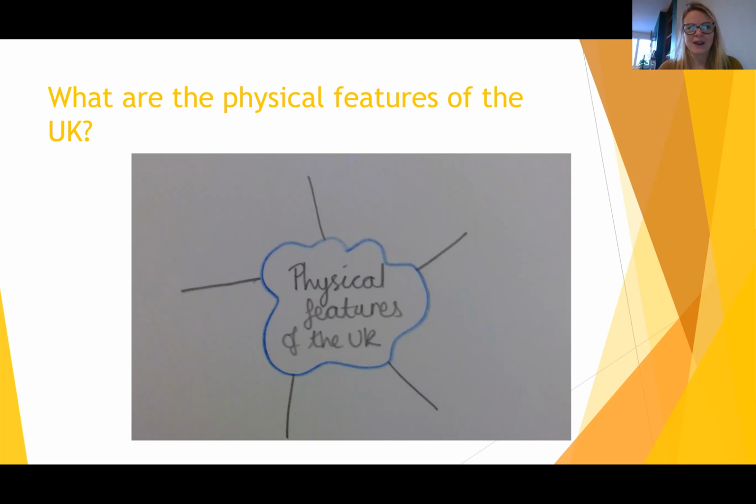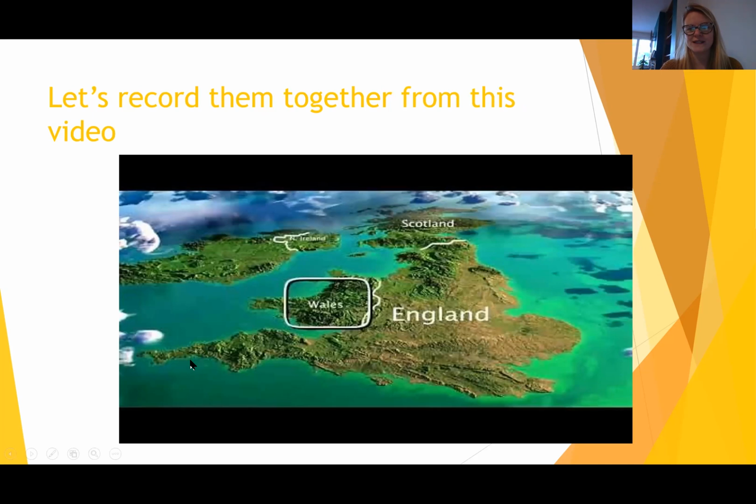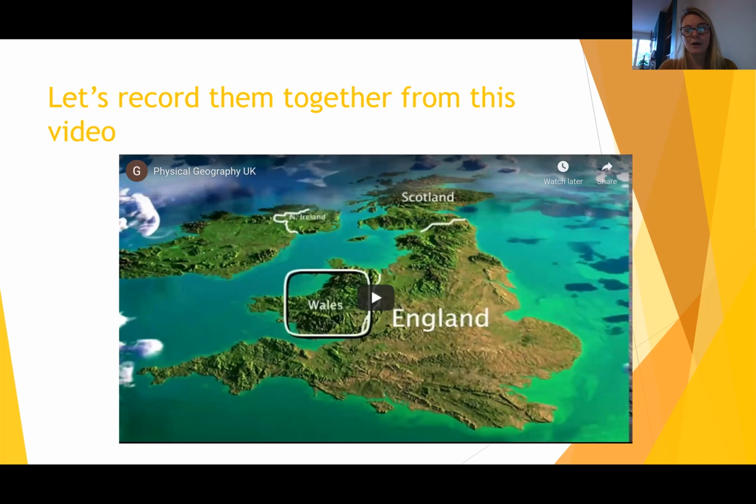Okay, we're going to watch a video together. As we watch this video, I wonder, on your bubble map, can you record the physical features of the UK that we find out about? Now remember, it needs to only be physical features. So anything that's shown in this video that would have been built by a human, so therefore is a human feature, you do not need to write down. It's only the natural physical features of the UK you need to record. So let's play the video.